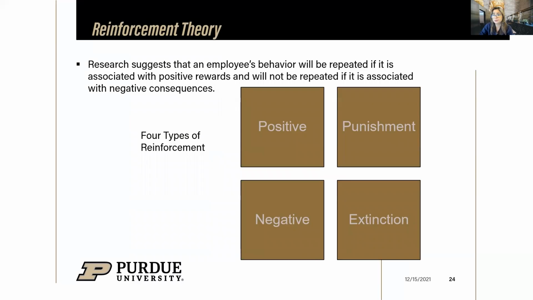Moving on to reinforcement theory. Reinforcement theory says that outcomes we experience as a result of our actions and behaviors affect how we behave in future. When actions result in positive outcomes, we do more of them. When the result is a negative outcome, we do less of them.